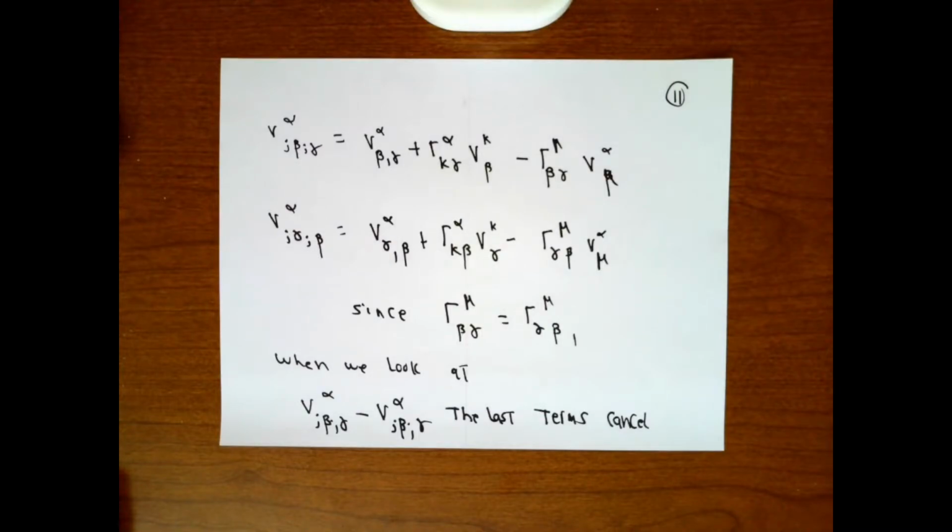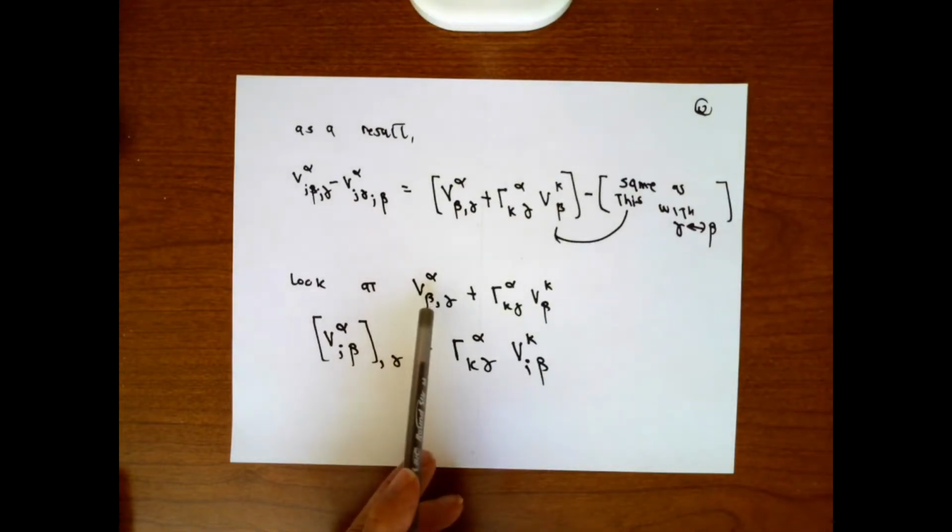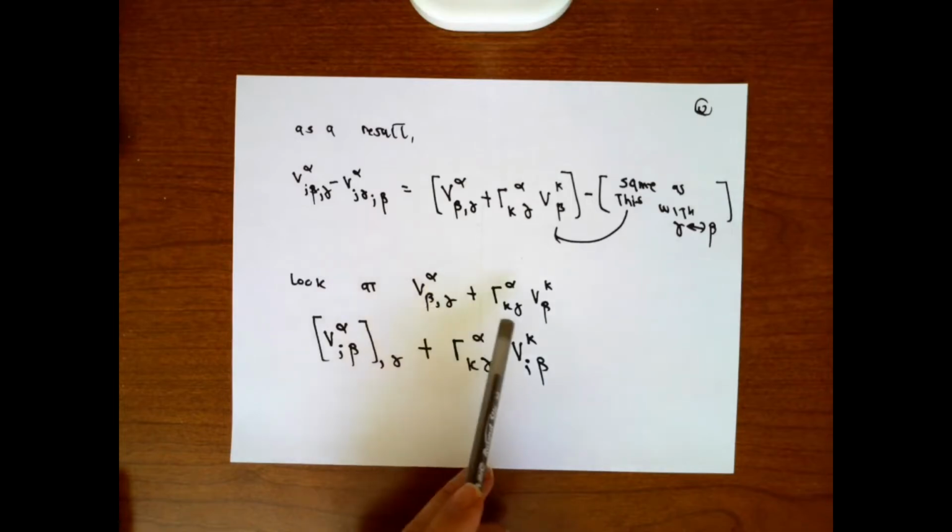So in that first formula and in the second formula, the trailing terms are equal to each other. When I subtract these two things, which is what I'm going to do, the last terms will cancel out. So even at this stage, I may as well forget about them. So we will just look at that first one, and then later we'll subtract away the same thing, except with the beta and the gamma interchanged. I need to look at V alpha beta comma gamma plus Christoffel alpha kappa gamma V kappa beta.